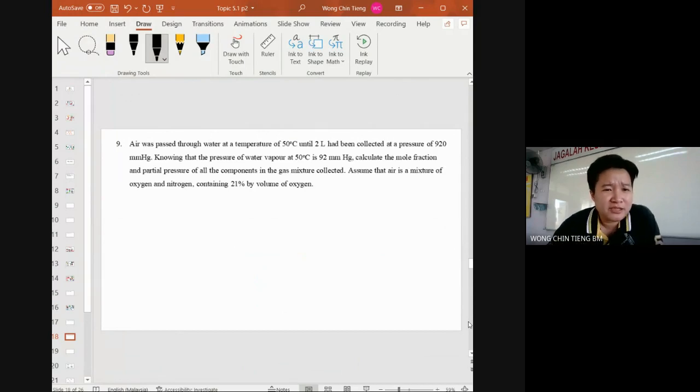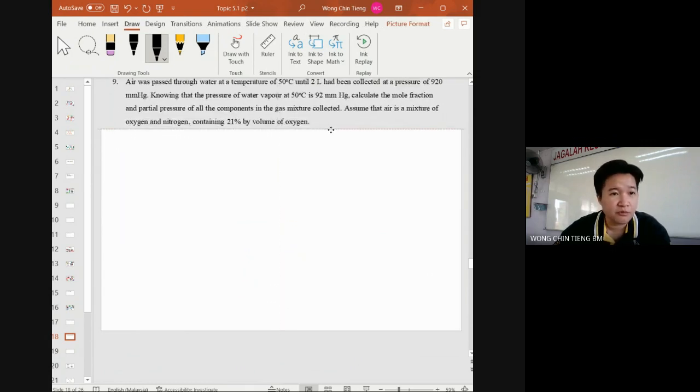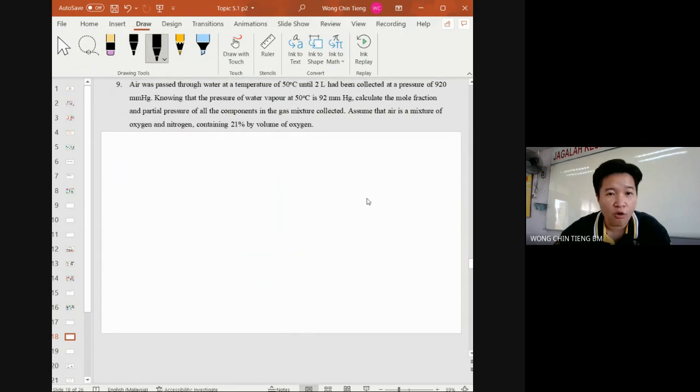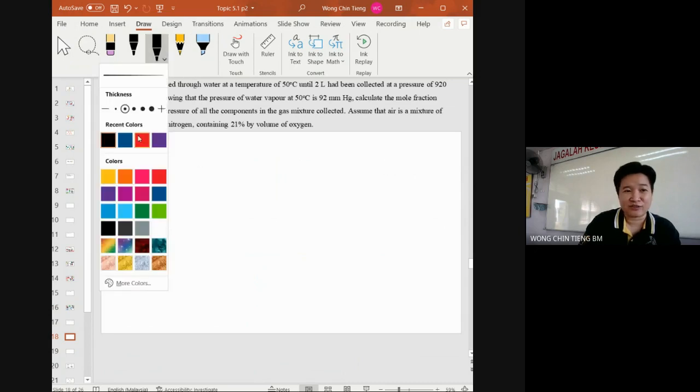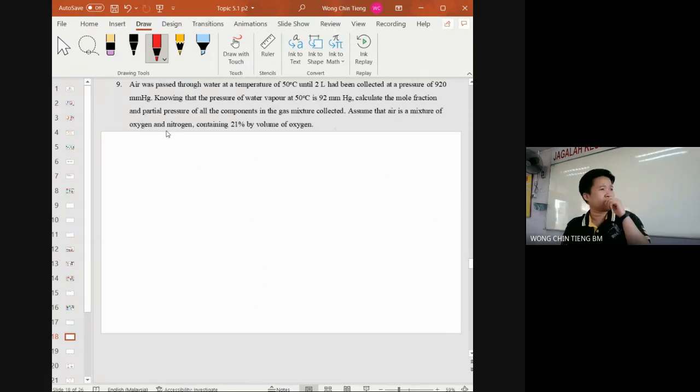Air was passed through water at temperature 50 until 2 liter has been collected. Knowing the vapor pressure is at 50 degrees Celsius, 92 millimeter mercury, calculate the mole fraction and partial pressure of all component. Bukan soalan video ke? Tengok tak video? I think soalan video lebih kurang sama. Example last I think. Tak ingat example mana tapi ada dalam video.